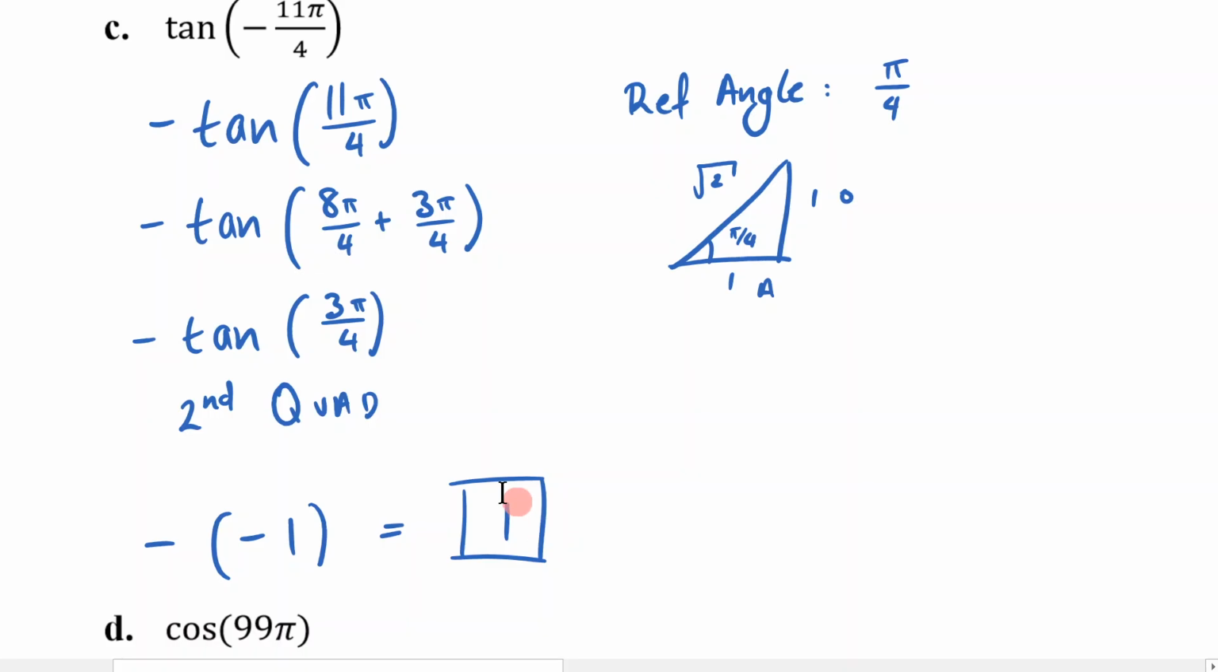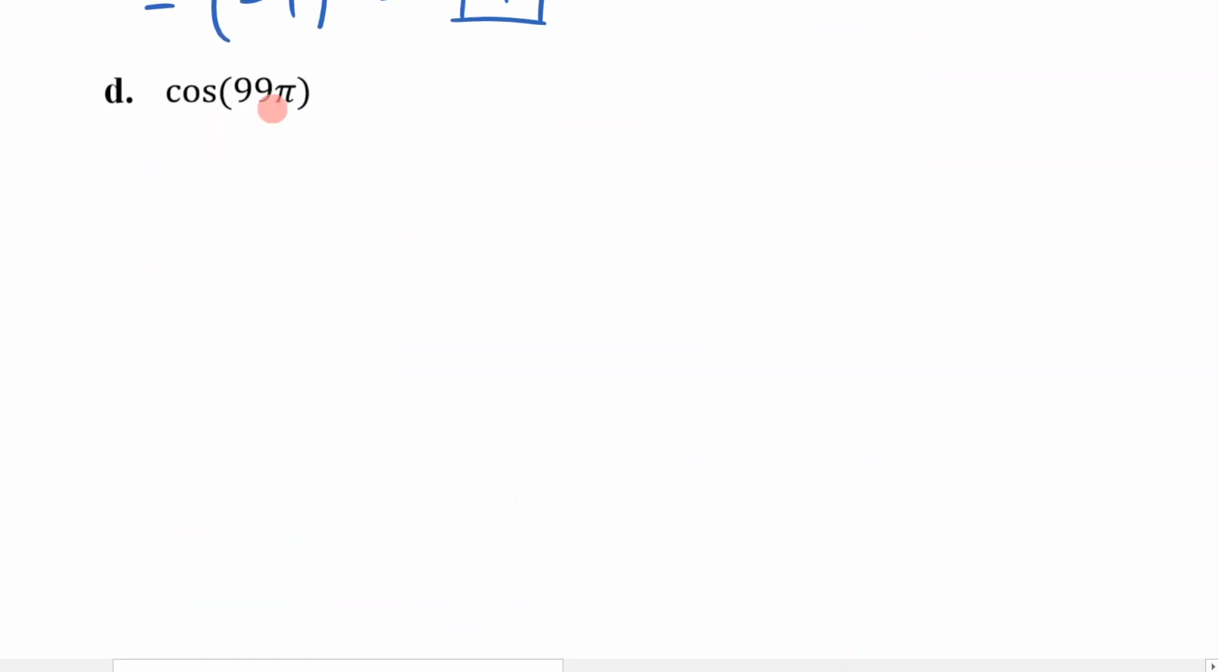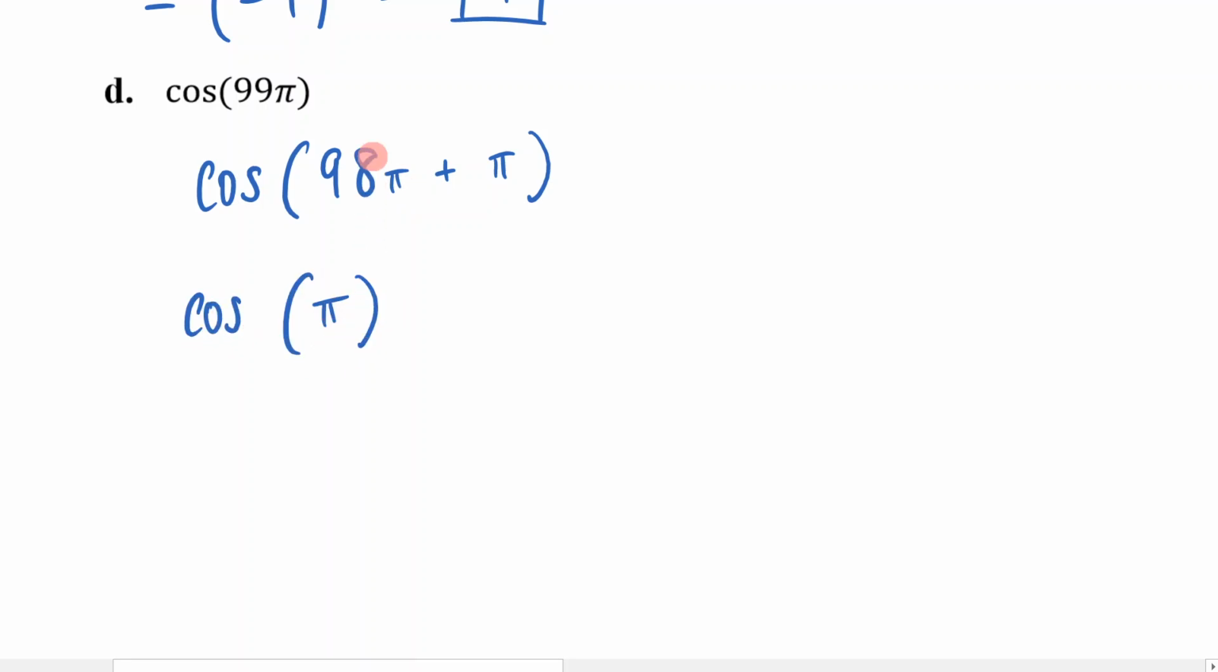Perfect. Last one here. We have cos of 99 pi. Let's do this one quickly. We know it's going to be cos of 98 pi plus pi. This just means I'm going around that unit circle again and again and again, because remember, when it is an even number of pi, it's just going around the unit circle that many times. So it's simply going to be cos of pi. I can just ignore this.